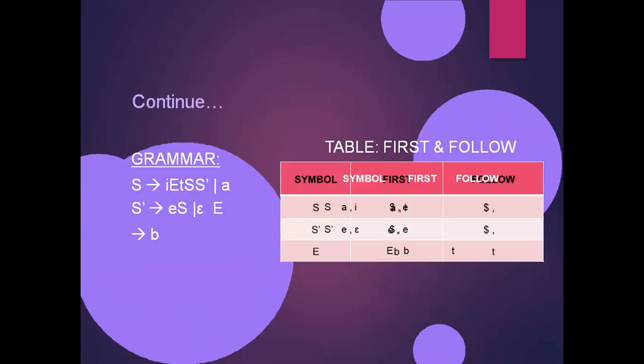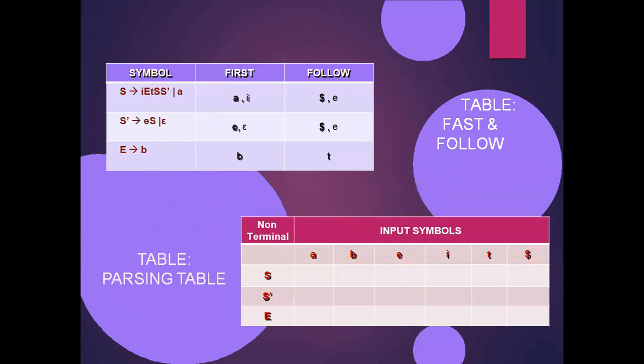And see here, the second example we're having. Note down the second example. S tends to iEtS, S dash or a, S dash tends to eS or epsilon, E tends to b. Note down these three rules. Three in the sense S is having two rules, S dash is having two rules, and E is having a single rule. Note down this grammar, example number 2, and construct the first function for this.